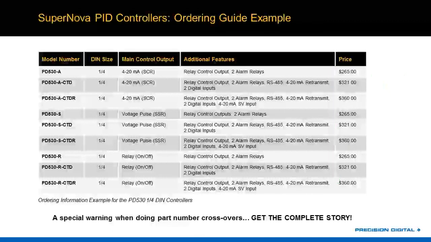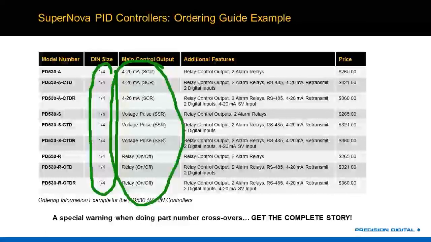And to order them, what you need to know is figure out your DIN size, right? So now I know we're looking at just the 1/4 DIN units. Figure out what your main control output type is. So if I know that I have a 1/4 DIN unit, so that's the size that a customer is going to be happy with that I'm working with.